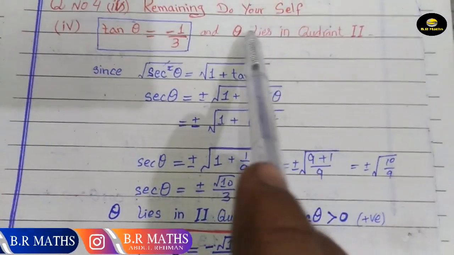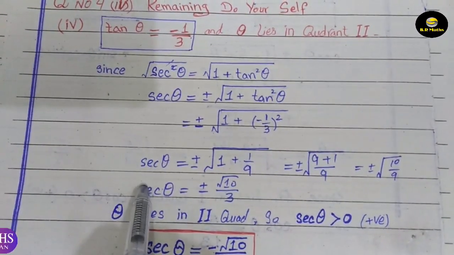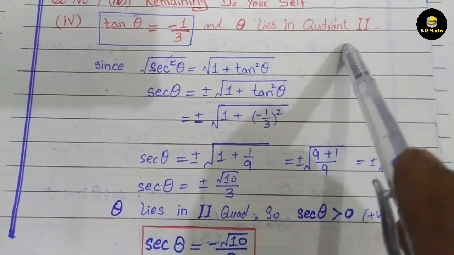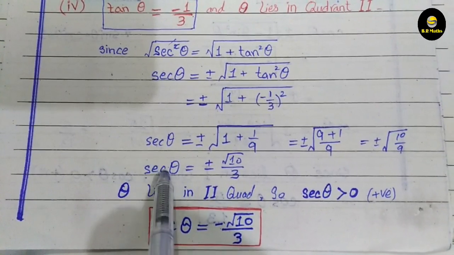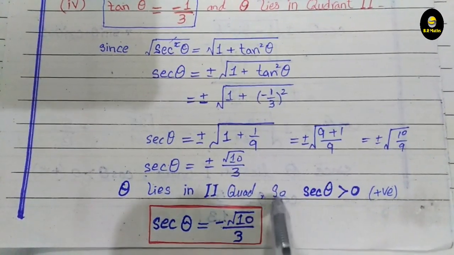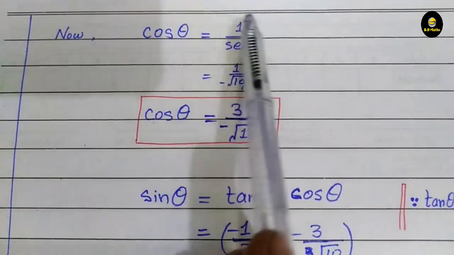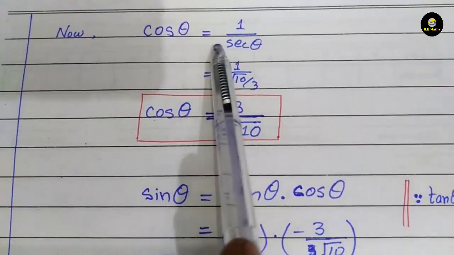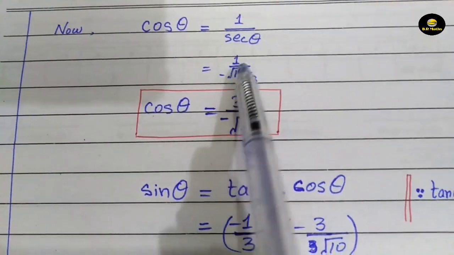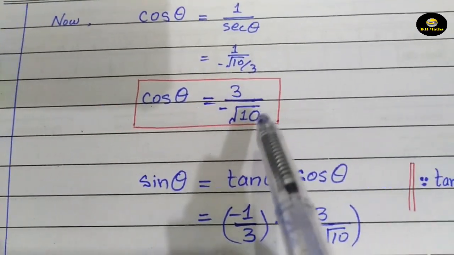In this question theta lies in the second quadrant, and in the second quadrant cos theta and secant theta are negative, there is a minus in the second quadrant. So secant theta is negative and we ignore the positive. So secant theta is negative square root 10 over 3. Now after secant, cos theta is equal to the reciprocal of secant. So secant is minus square root 10 by 3, take the reciprocal and cos is minus 3 over square root 10.